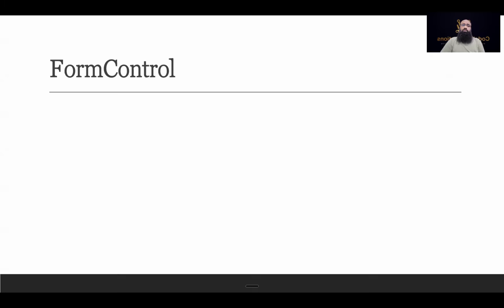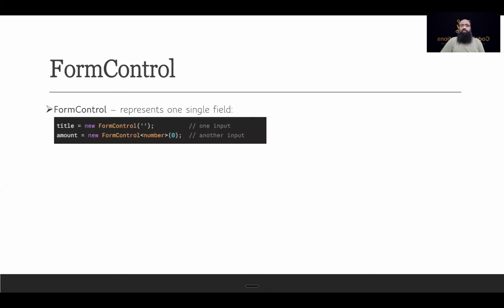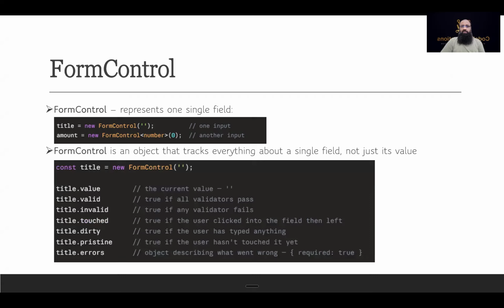So think of a form control as one single field. As I've just mentioned, title is a new form control. The same goes with amount. A form control is an object that tracks everything about a single field, not just its value. In signals, we were only taking the value, but over here it tracks everything about a single field. Let's say we have a newTitle form control, so what can we get out of it? We can get the value. We can check title.valid. Is it valid? Is it invalid as well?